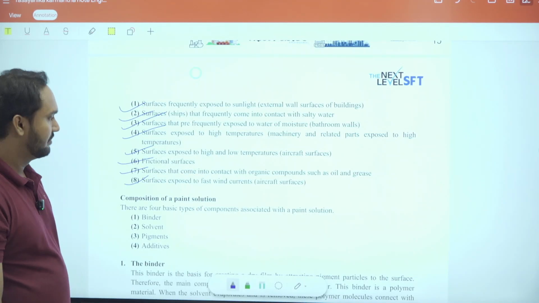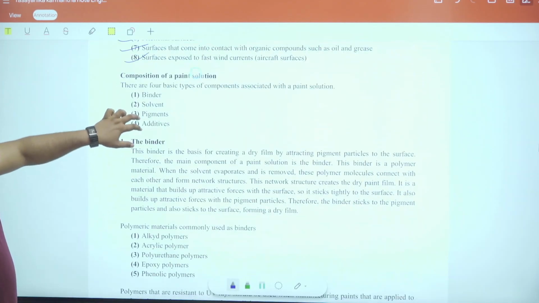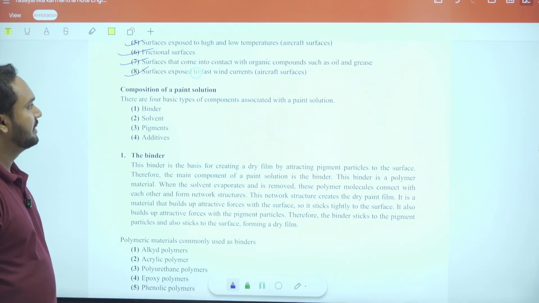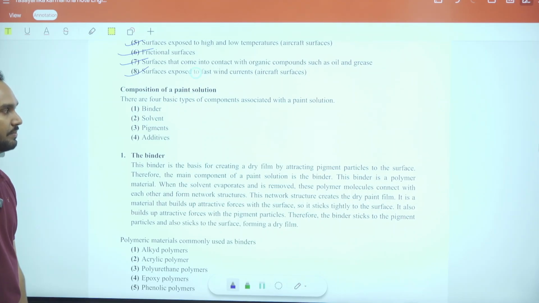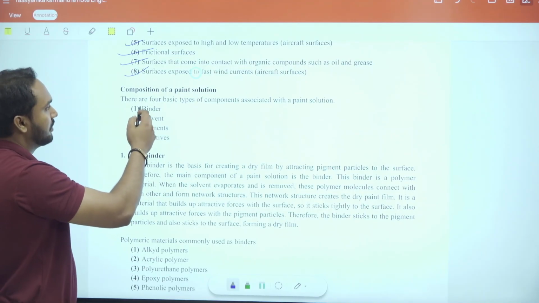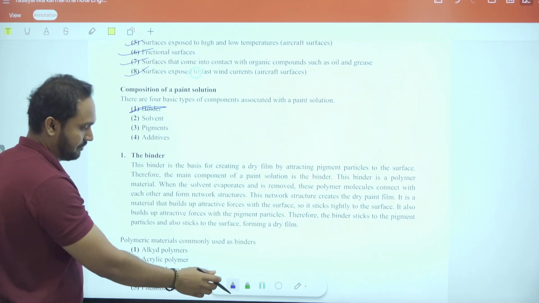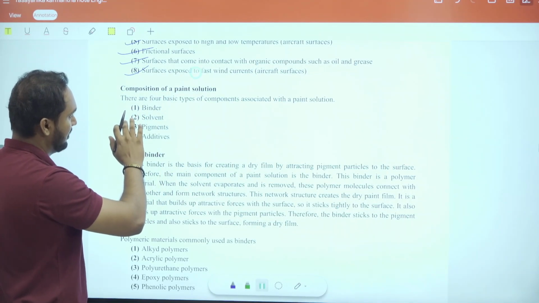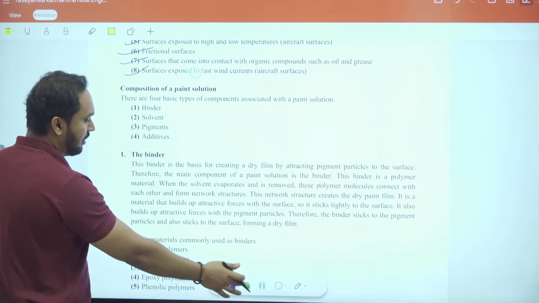එක එක වර්ගයව තියෙනවා. Composition of a paint solution, right? Now these things should be there in the paint solution. There are 4 basic types of components associated with the paint solution. මේවා ඊටාම වැදගත්. You have to remember it. What are the components? First one is binder. Now what is a binder here?